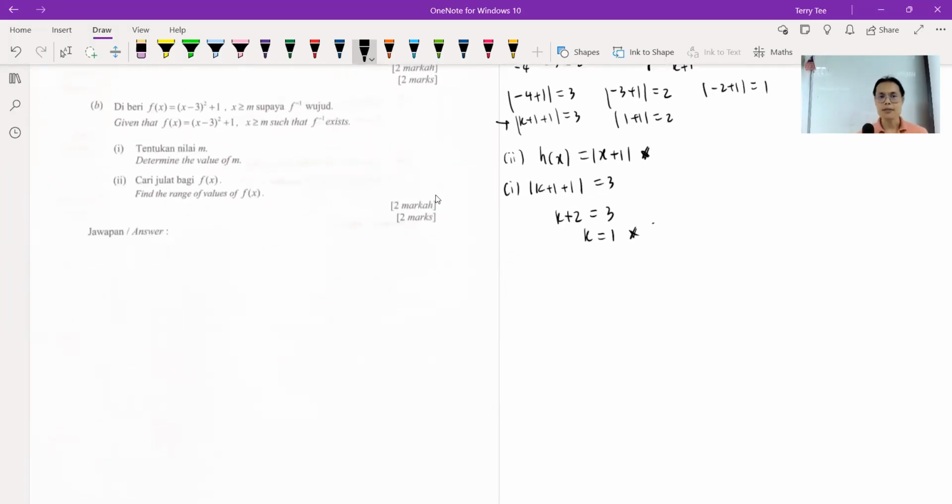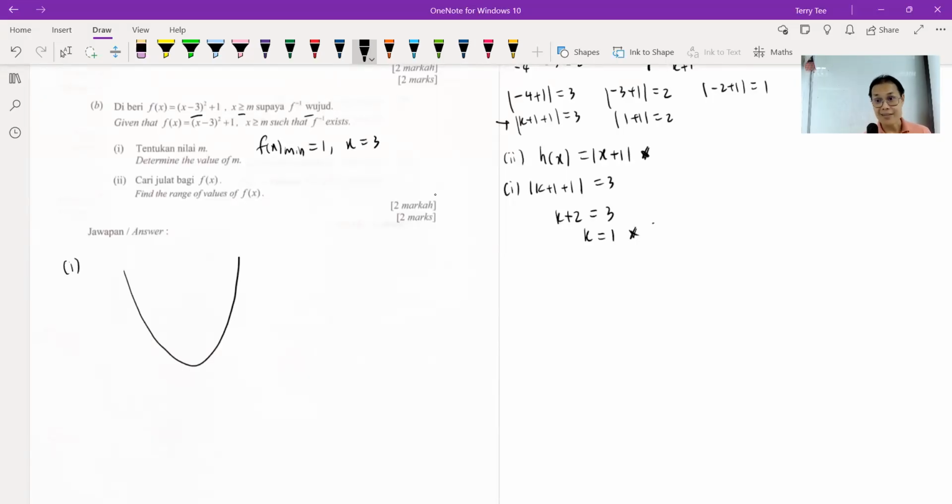Okay, next one. This is the inverse function. Now you are given a function f(x) equals (x minus 3) squared plus 1 and x greater than or equal to m so that f inverse exists. Okay, remember, this is a quadratic. Maybe I do a sketch for you. A quadratic graph here, it has a minimum value of 1 when x equals 3.